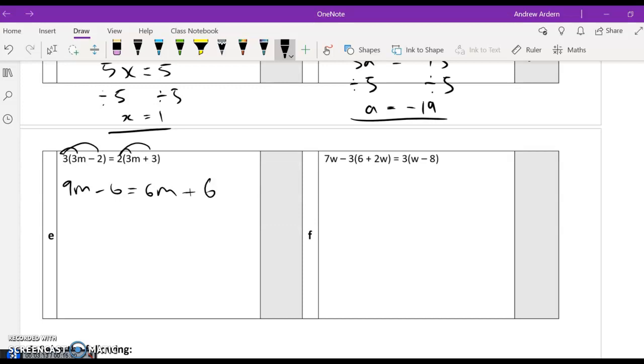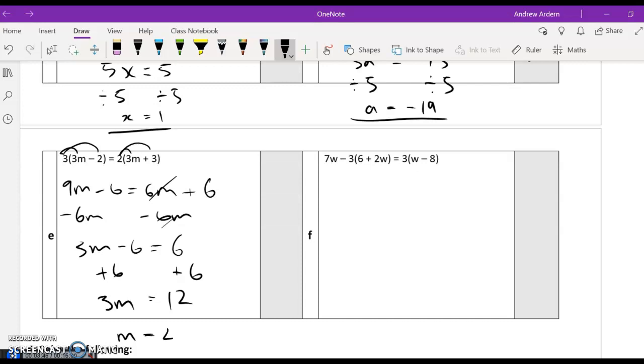I've got m's on both sides of the equation. I'll therefore take away 6 from the left and 6 from the right to collect them on the left. On the left I'm left with 3, still got the minus 6 there. The m's will cancel, and I've got 6 on the right. Next step, add 6 to the left, add 6 to the right. Right hand side reads 12, left hand side reads 3m. Divide 12 by 3, and you get 4.